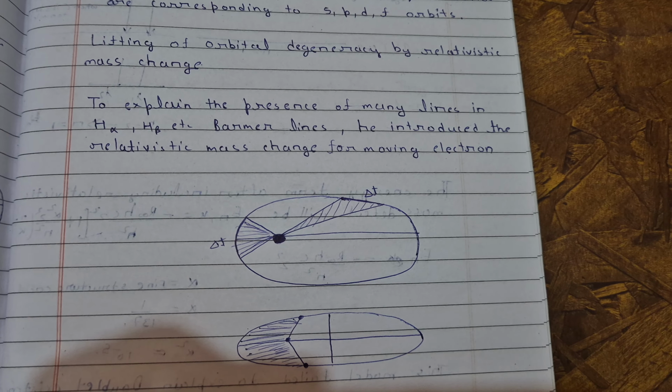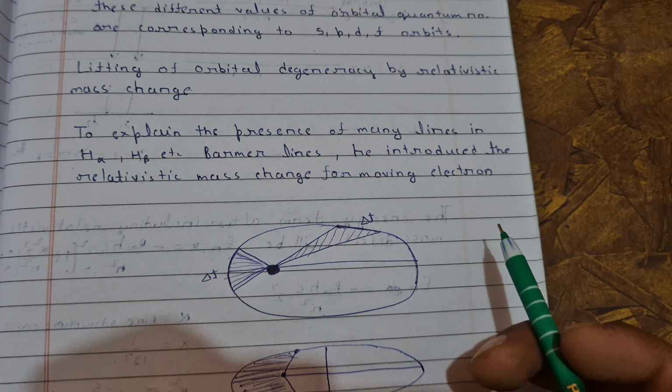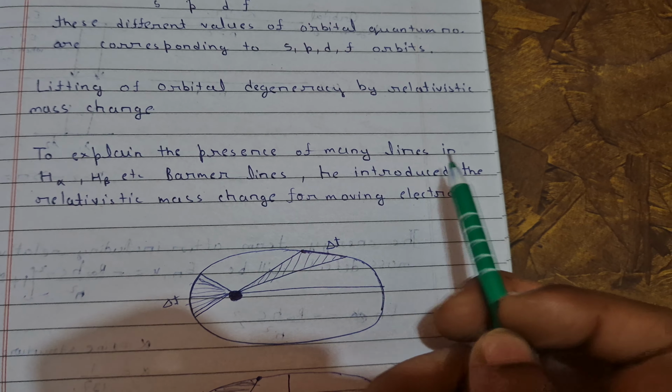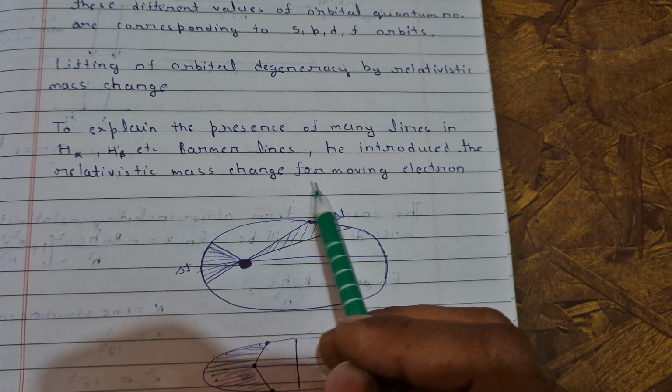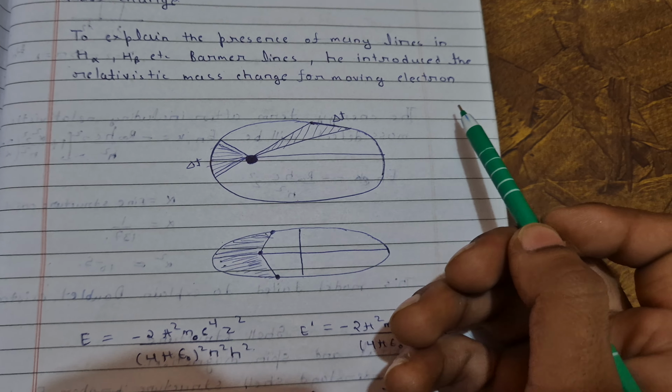So what will happen when mass changes? Mass change will give you an energy change. So, lifting of orbital degeneracy by relativistic mass change. To explain the presence of many lines in the H alpha, H beta, etc. Balmer lines, he introduced a relativistic mass change for the moving electron. The moving electron will move fast here, so its mass will change.